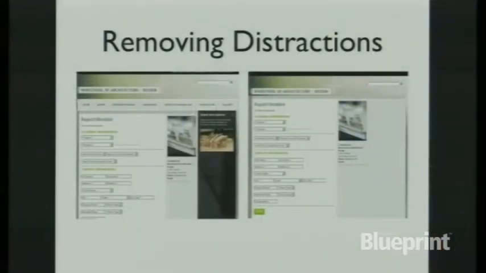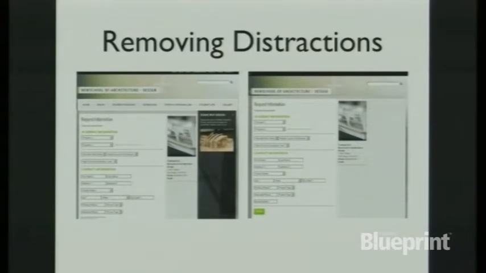Removing distractions. On both sides, we've got the New School Architecture School, I guess, degree it was. They've got a design request information page, and the difference between the two pages is the version on the left has a bar that says, you can't really read it, but student work examples. The version on the right does not.